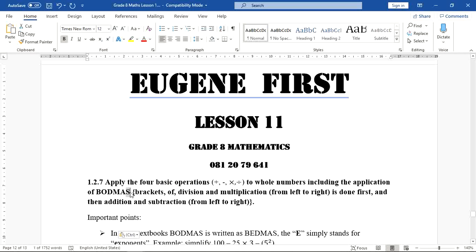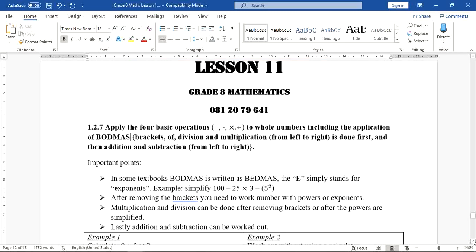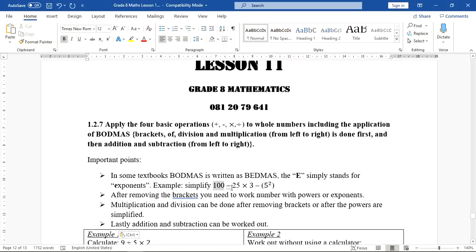Now, what does it mean? Why should we know this? Let's say you are given something like this: 100 minus 25 times 3 minus, open bracket, 5 exponent 2, close the bracket. You are told to simplify this. Where do you start? The first thing you must do is work out anything that is in the brackets. Like in this example, we should work out this 5 exponent 2. We should simplify that to 25.